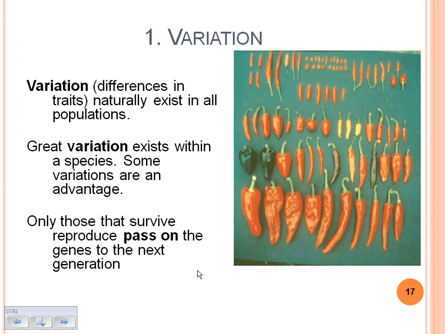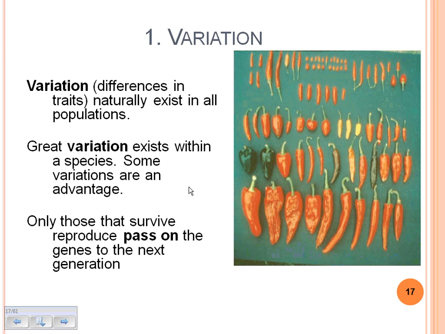So if we look at variation, again in your notes, make sure that you have a definition of what a variation is and some examples. A variation naturally exists in all populations, within all species, and only those that survive reproduce and pass on the genes to the next offspring. What you should write in your notes: a variation is a difference in trait. That's what a variation is. Those that survive reproduce and pass on the genes to the next generation. Those that don't die with it.